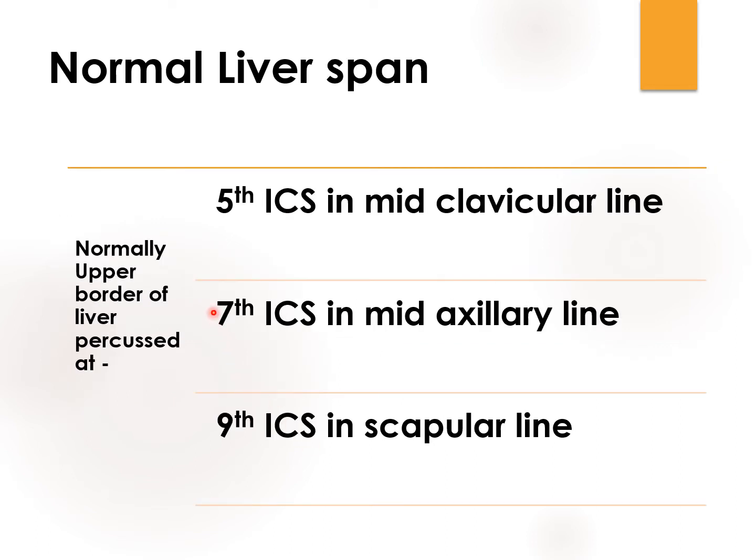Now the normal liver span. When we are percussing for the liver span, the upper border of the liver will be felt at the fifth intercostal space in the mid-clavicular line, the seventh intercostal space in the mid-axillary line, and the ninth intercostal space in the scapular line.